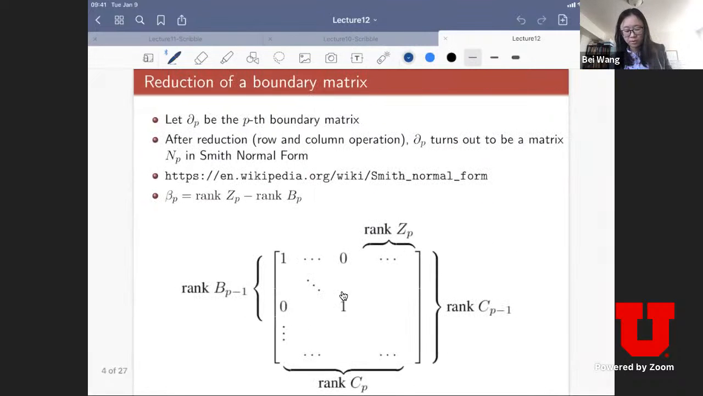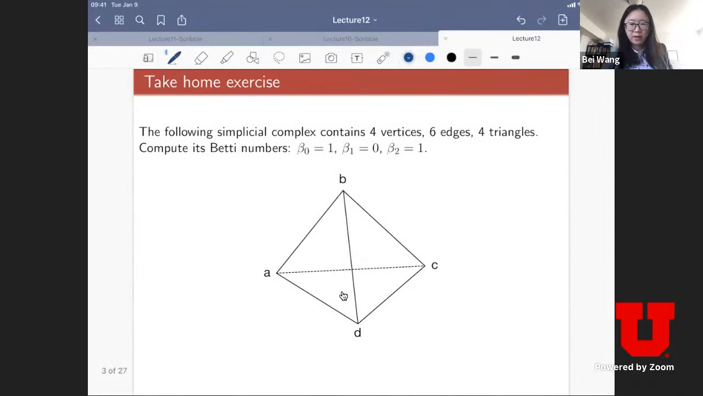Basically, what you want to do is to reduce 3 different boundary matrices, which are sigma 0, sigma 1, and sigma 2, by hand. And then use this formula here to look at the rank of the matrices and then induce the Betti numbers. But when we return, we're going to do it together on the iPad. Okay. All right. So 5 minutes until 9:50.